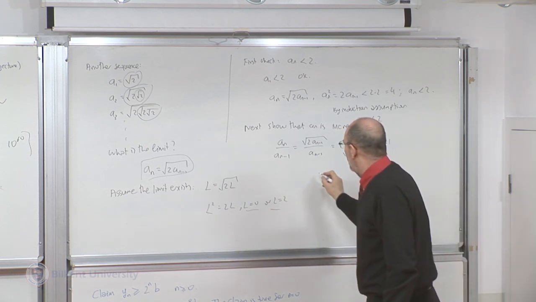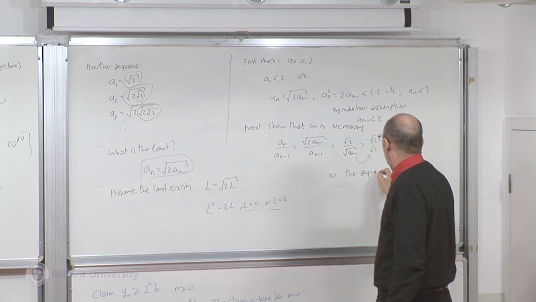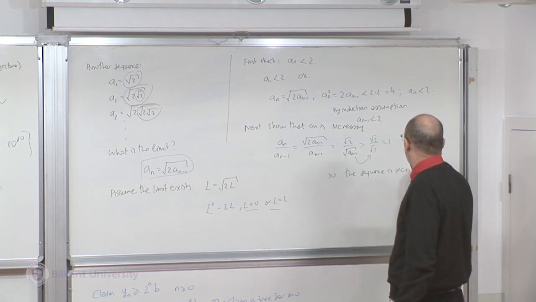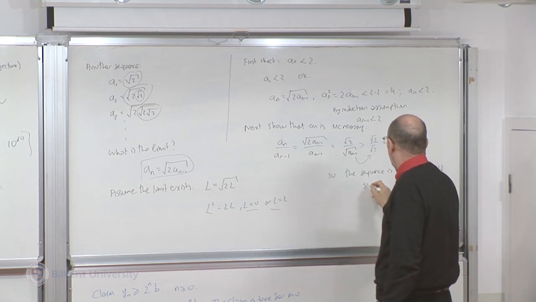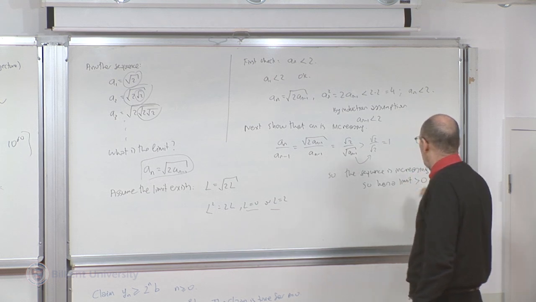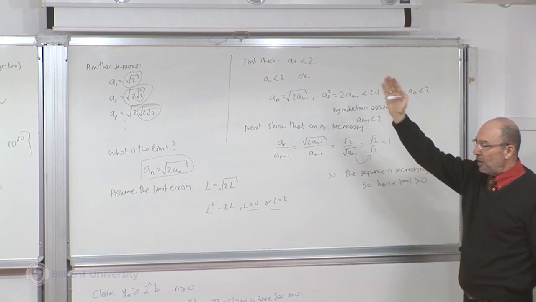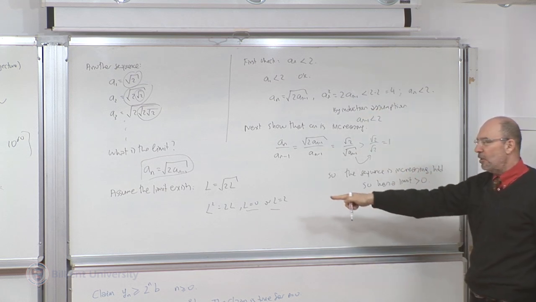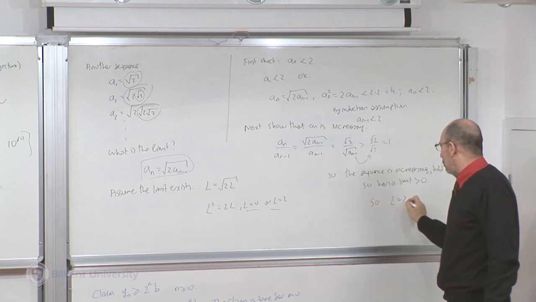So the sequence is increasing and bounded, so it has a limit larger than 0. It has a limit, and since it is increasing, it starts from a positive number and keeps increasing. The limit cannot be 0, so L is equal to 2.